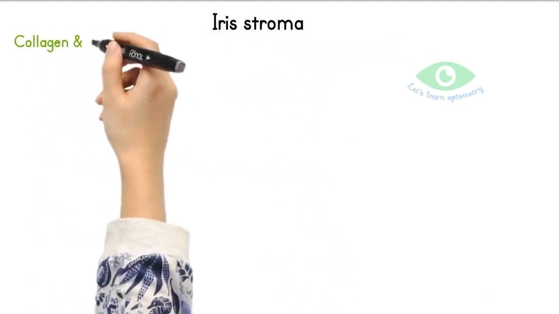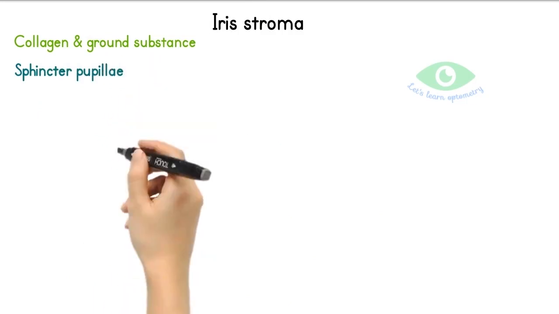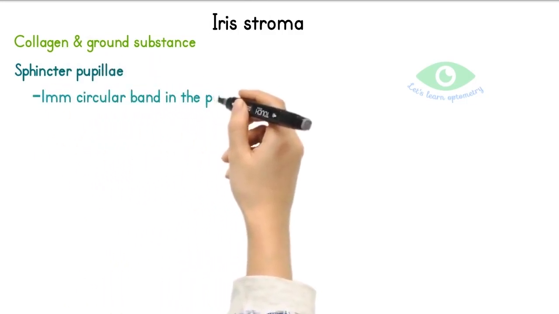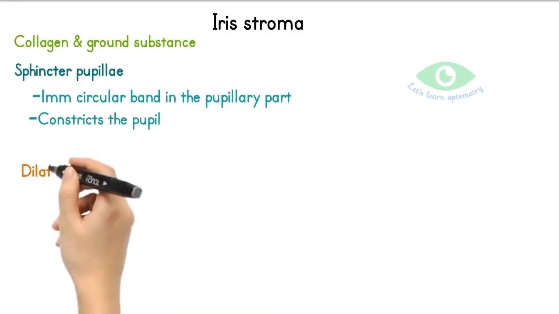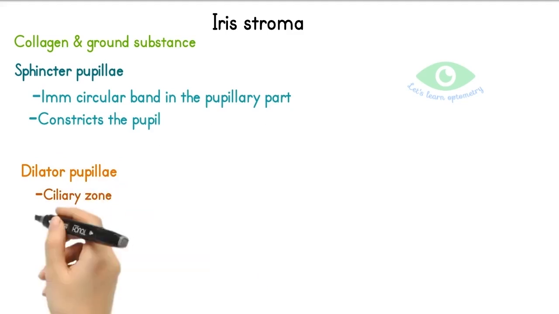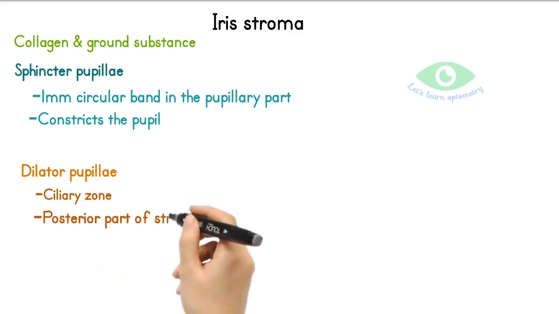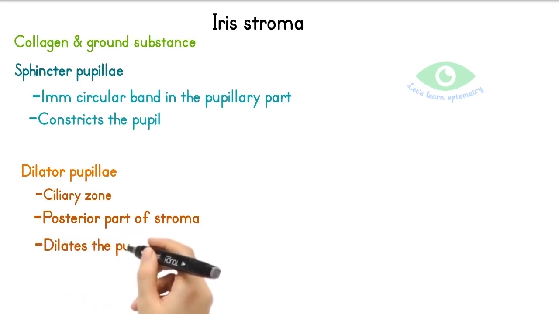Iris stroma. The stroma consists of loosely arranged collagen and ground substance. This layer has the sphincter and dilator pupillae muscle. Sphincter pupillae is a 1 mm circular band of muscle located in the pupillary part of the iris. It constricts the pupil. Dilator pupillae is located in the ciliary portion of the iris. It lies in the posterior part of the stroma. The myofilaments are located in the outer part of the anterior epithelial layer. It dilates the pupil.